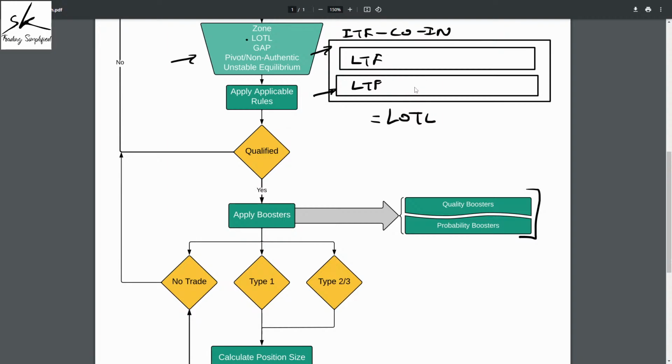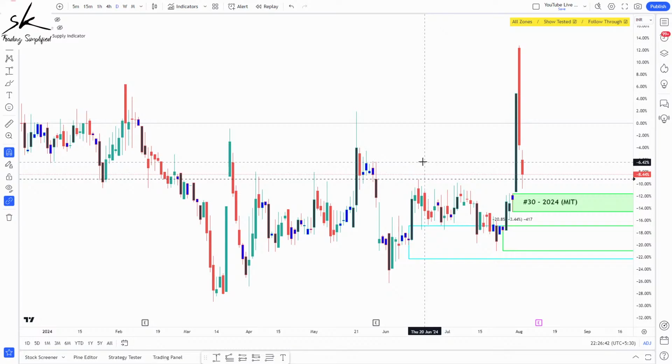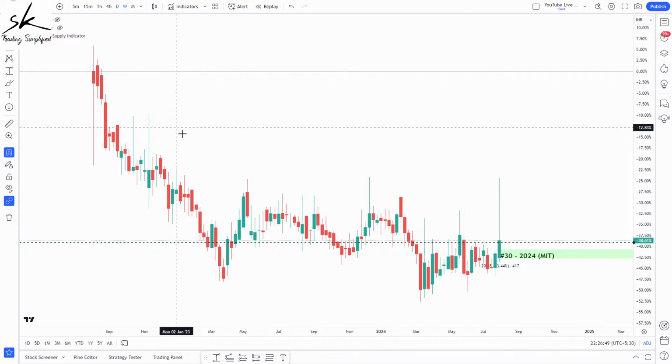So if you have a coinciding level, it might be a case of level on top of level, but if you don't have a coinciding level, it cannot be a case of level on top of level. So let's verify the zone we have identified. Does it coincide with any intermediate time frame zone?